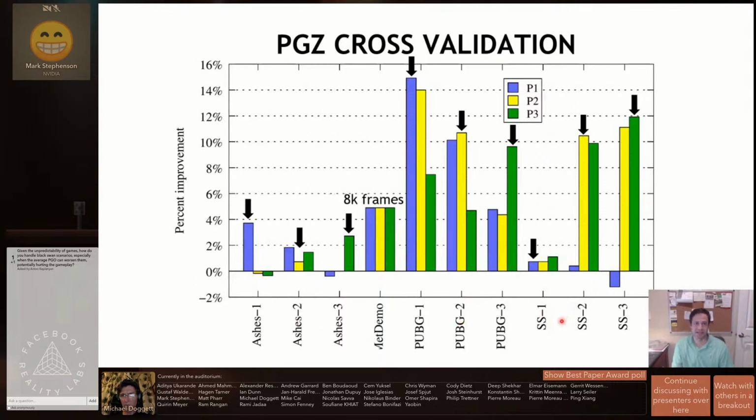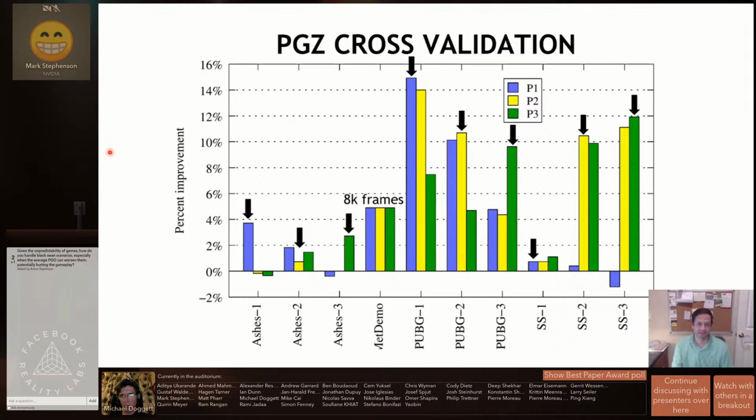Also, for each game, we collect a profile specific to each scene. So P1 applies to Ashes 1, PUBG 1, and SS 1. P2 applies to Ashes 2, PUBG 2, SS 2, and so on and so forth.